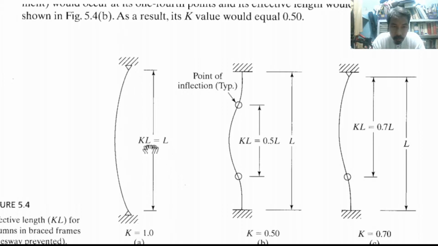Pin connection. So K is equal to 1. The factor is equal to 1 here. If you see fixed on both ends, K is equal to 0.5. And if fixed in one end, pin on the other end, K is equal to 0.7. So therefore, the effective length is 0.7 L. Effective length here is 0.5 L. Effective length is L.